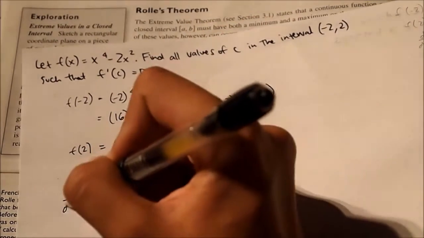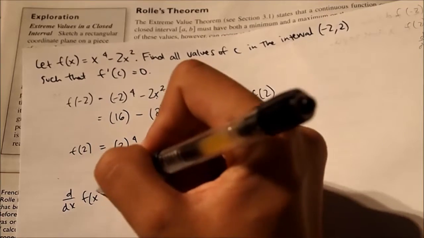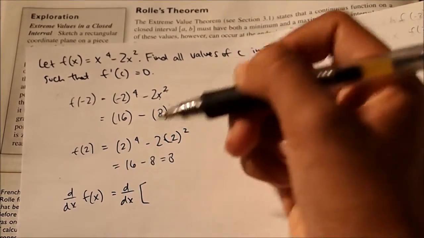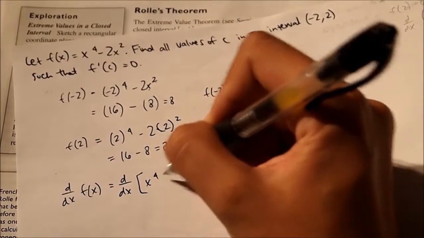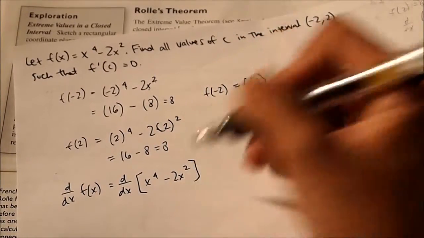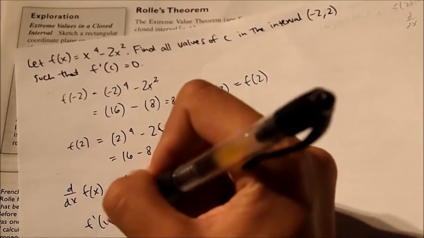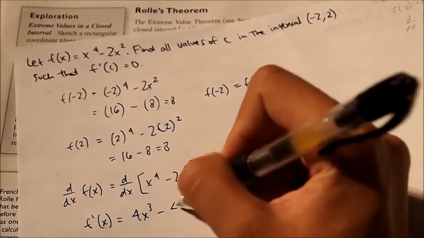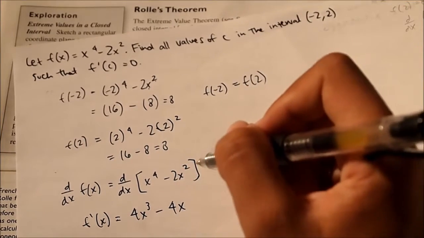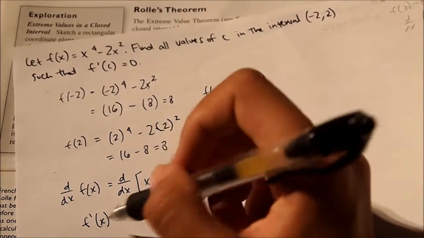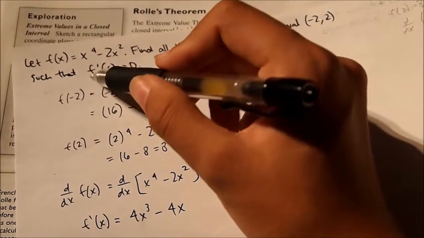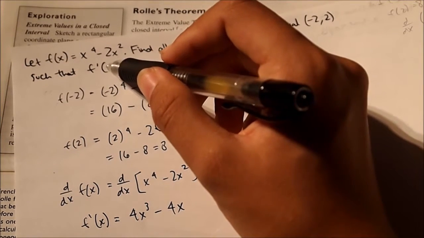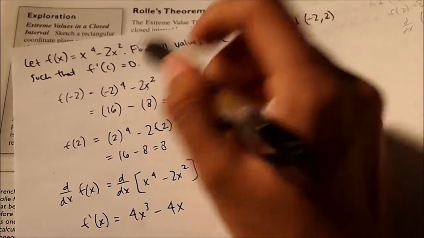So d/dx of f of x is equal to d/dx of x to the 4th minus 2x squared. f prime of x is equal to 4x to the 3rd minus 4x. Next, you need to set this equal to 0 because you're trying to find the c value where the derivative of the point in that interval is equal to 0.